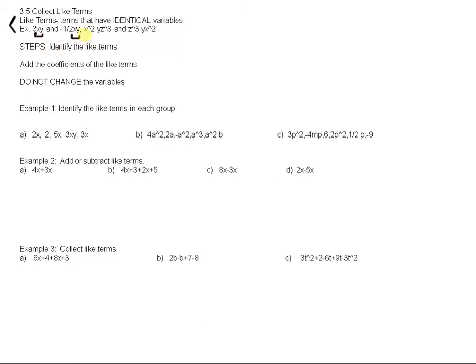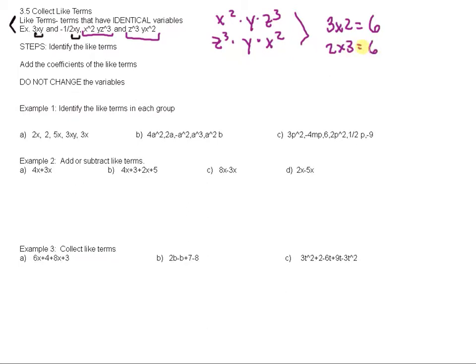Now, we have x squared y z cubed, so that's a big variable. And we have z cubed y x squared. These are backwards. X squared times y times z cubed. Can we write it backwards like this? Well, the answer is yes, because no matter which way we multiply these, they're going to equal each other. For example, 3 times 2 is 6, and 2 times 3, you get the same answer. So it doesn't actually matter what order the variables are in, as long as they're all multiplied in the same term. So you have to be careful of that one.